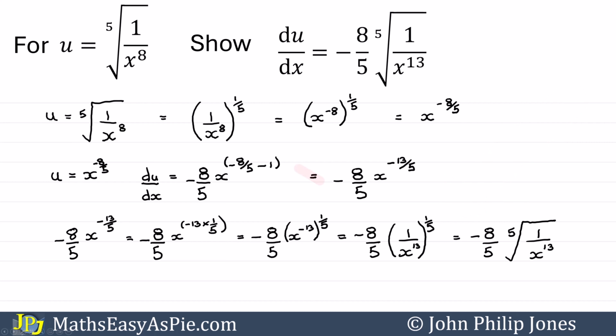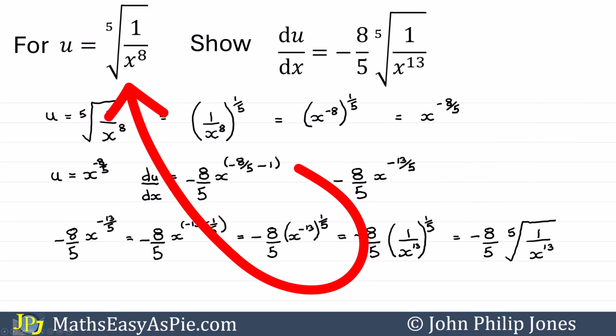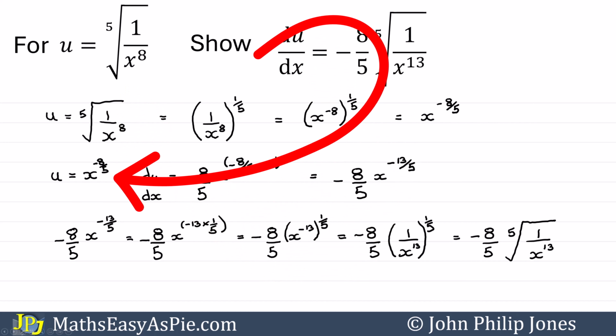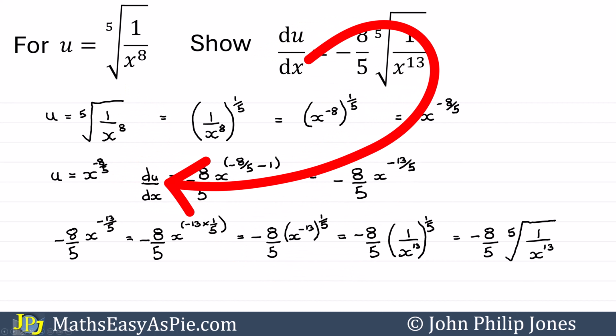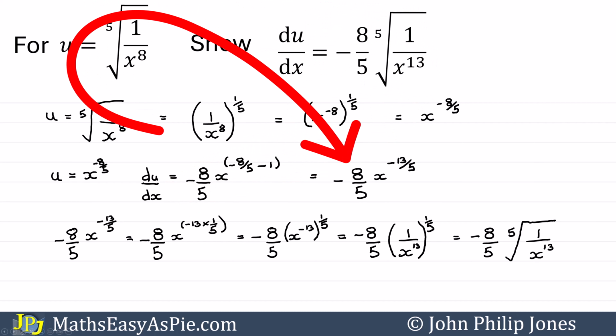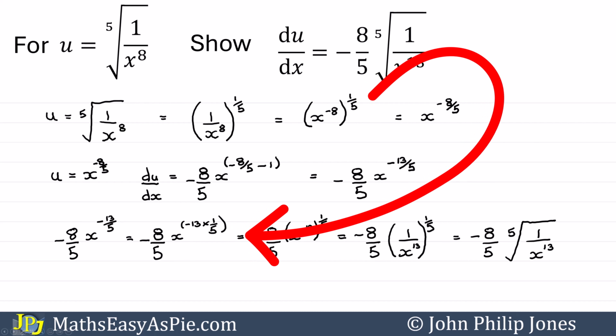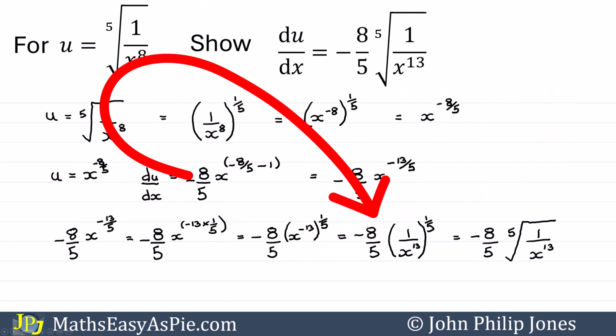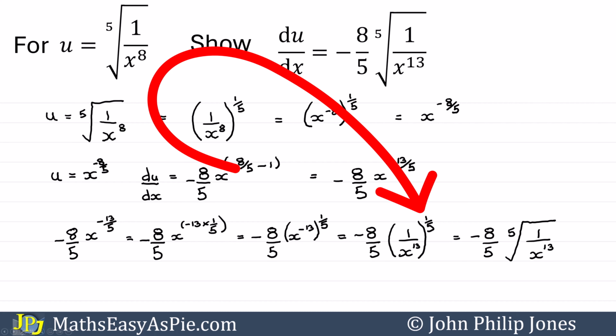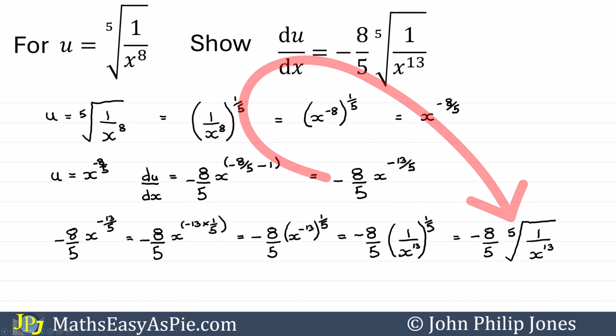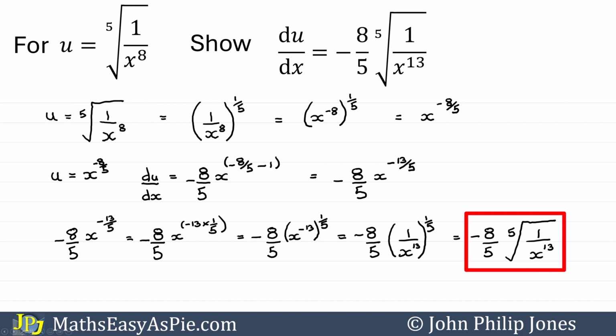To summarize, we started off with this, and we found we could express u as shown here. Then we differentiated u with respect to x to give us this. I copied this to this position, and then I applied the rules of indices and went through all of these steps to give us this. And then, of course, because this was a fifth, I could put a fifth root here. And if you look at this, which is now the differentiation of u with respect to x, it's exactly what the question asked us to show here.